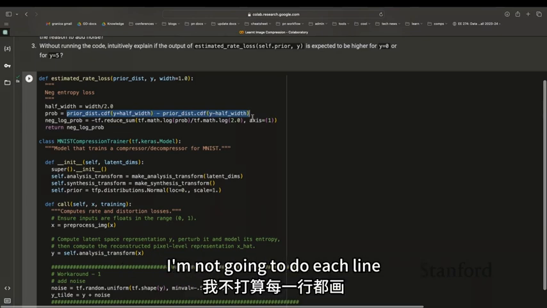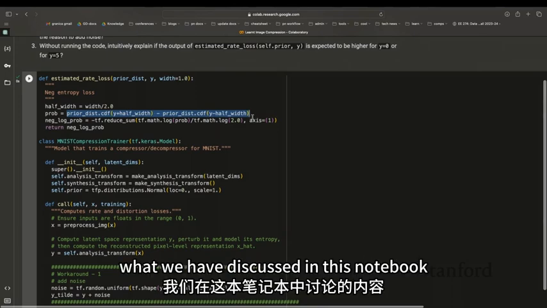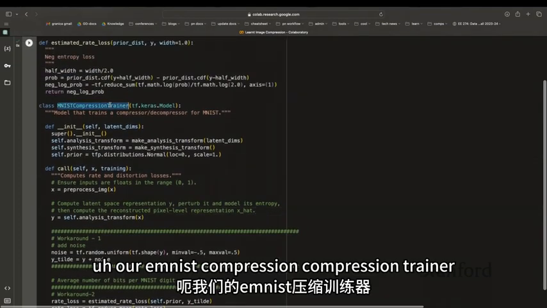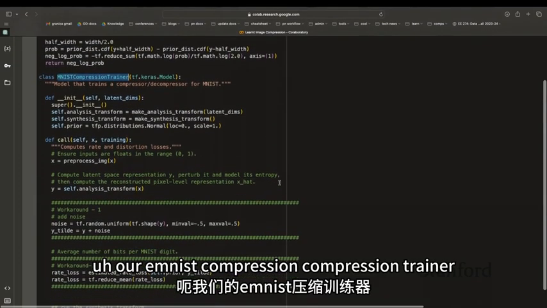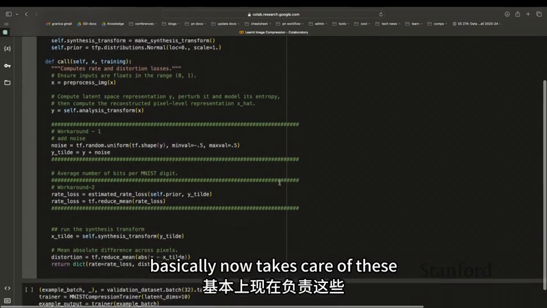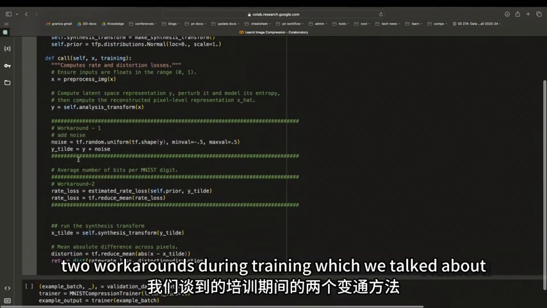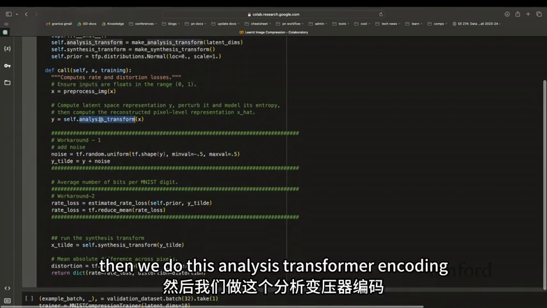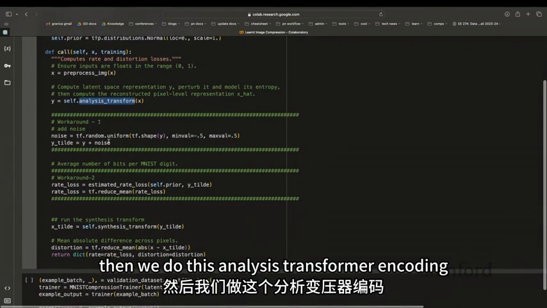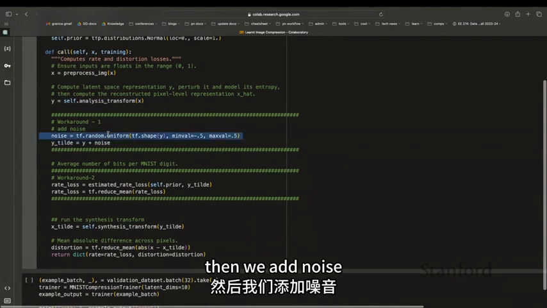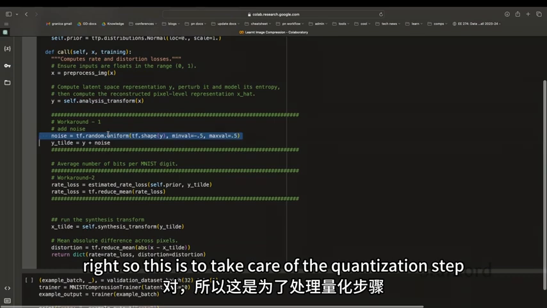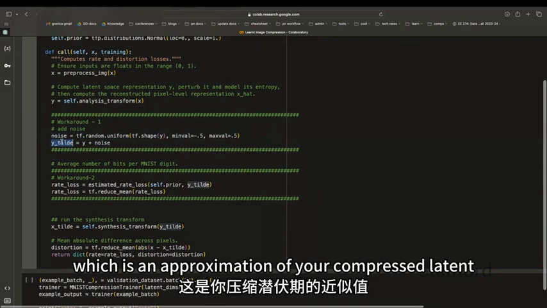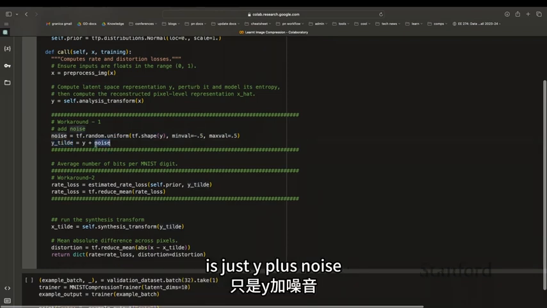I'm not going to go through each line, but basically we are doing exactly what we have discussed in this notebook. Nothing fancier. Our MNIST compression trainer now takes care of these two workarounds during training, which we talked about. First we pre-process the image, then we do the analysis transform, or encoding. Then we add noise, right? This takes care of the quantization step. And your y tilde, an approximation of your compressed latents, is just y plus noise.